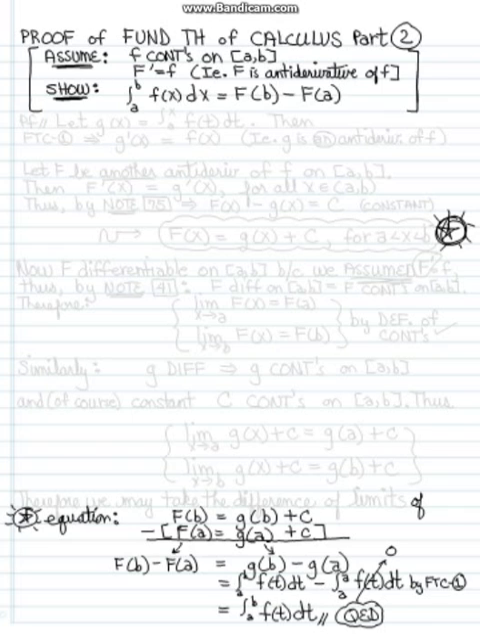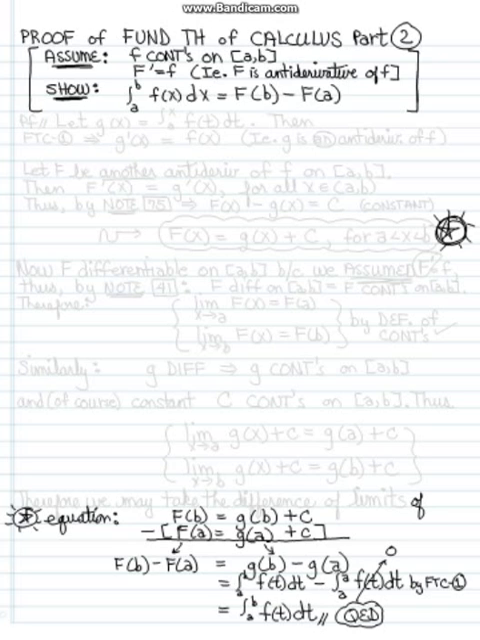The second part of the fundamental theorem of calculus says if little f is continuous on the interval of x values between a and b, and if F prime is equal to little f, what that actually means is big F is the antiderivative of little f, then we'll have to show the results of the fundamental theorem. That means that the integral from a to b of little f of x dx is equal to capital F of b minus capital F of a.